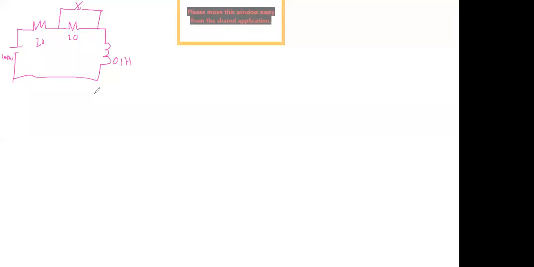50. This is the question: find the complete expression.